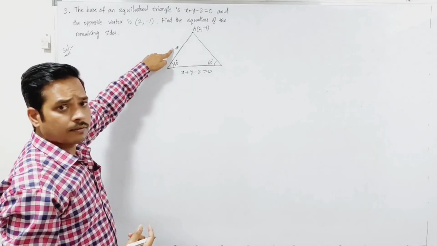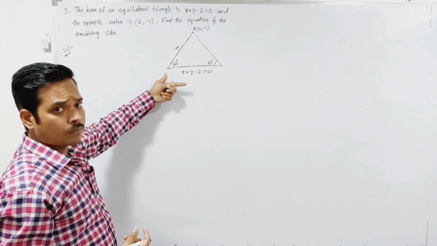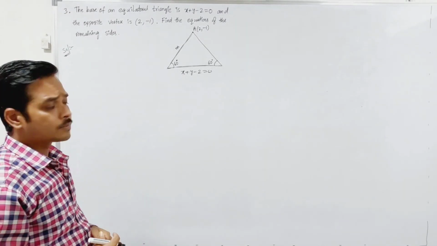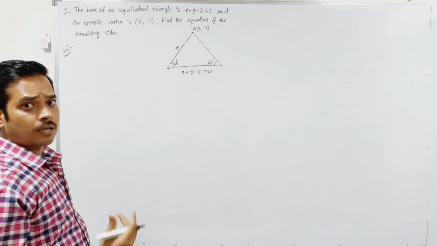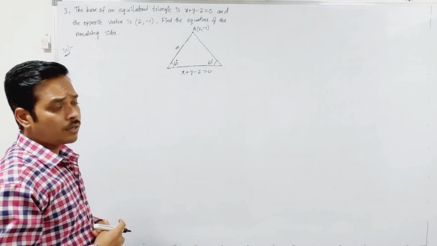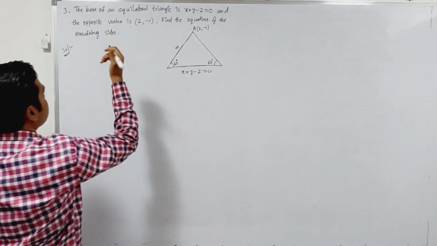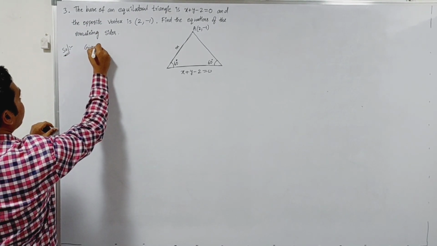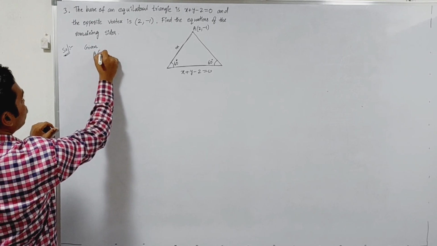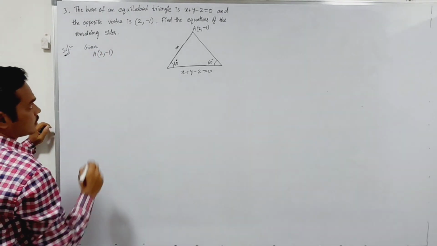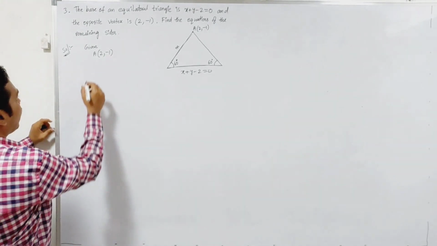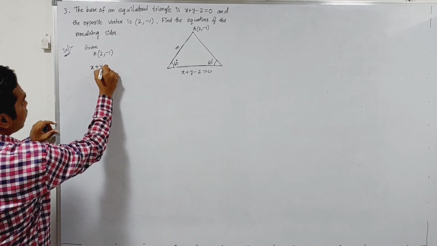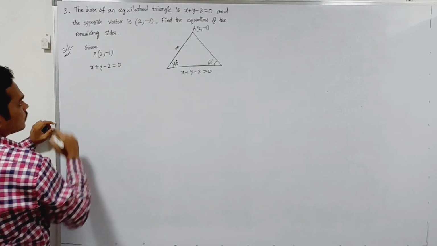Let us assume the slope of the required line is m, and we know the slope of the given line is -a/b. By using the tan theta formula, the angle between two straight lines in terms of slopes, we can find the equations of the remaining sides. Now let us start. Given point, let A = (2, -1) be the given vertex of the equilateral triangle. And the equation of the base is x + y - 2 = 0.